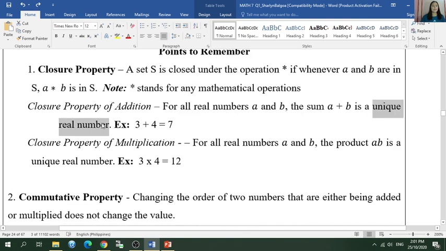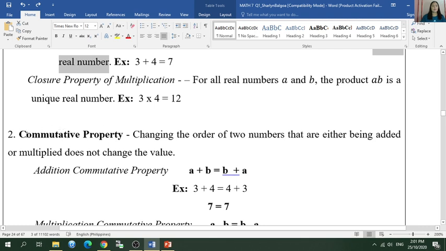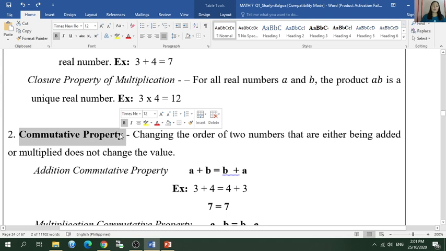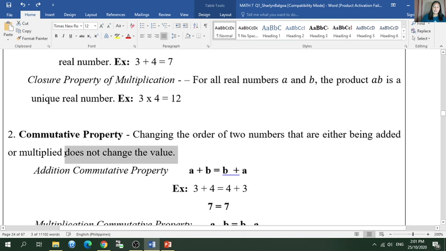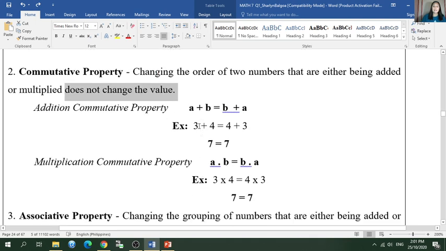Next, for the second property of operation on integers, we have the so-called commutative property. The keyword in commutative property is changing the order. What do you mean by changing the order? Palitan mo lang yung arrangement ng given quantity or real numbers. Okay. Take note that the value does not change. Okay. So interchanging, let's say 3 plus 4 is equal to 4 plus 3.